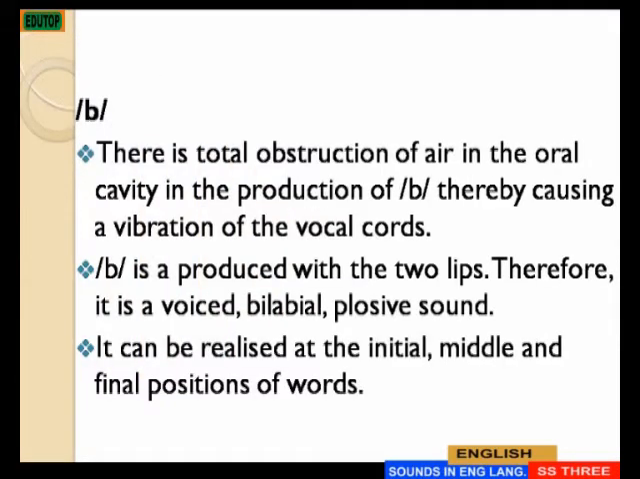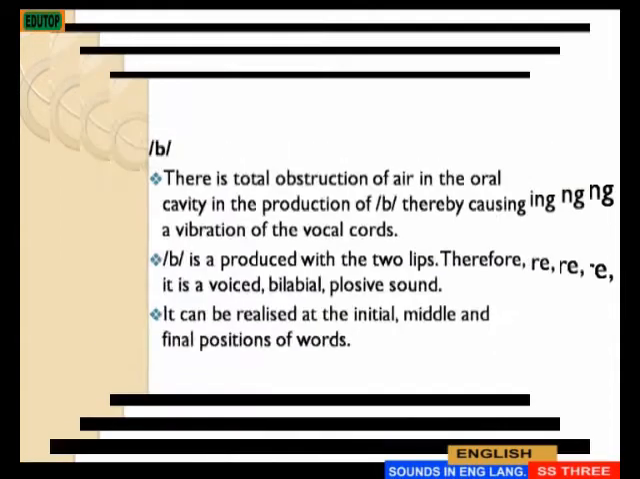The sound b. There is always a total obstruction of air in the oral cavity while producing this sound, thereby causing a vibration in the vocal cord. The sound is produced with the two lips, therefore it is a voiced bilabial plosive sound. It can be realized at the initial, middle, and final position of English words.